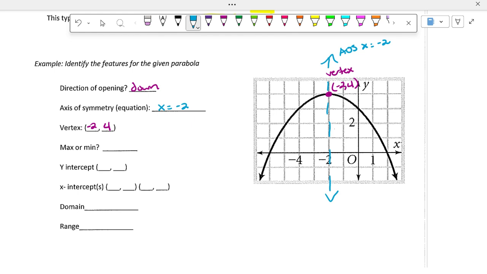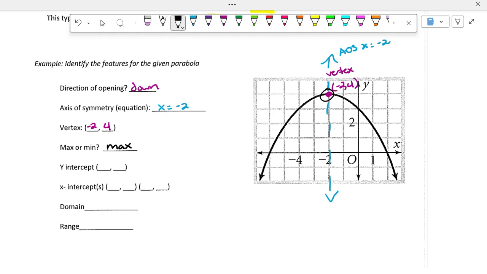Now, since it's opening down, does that mean my vertex is going to be a max or min? Let's go Micah. Is the vertex the highest point or the lowest point on the graph? The highest. So it would be a maximum. Good. So the vertex is the highest point on my graph. It's the top of the mountain. So it's a max.